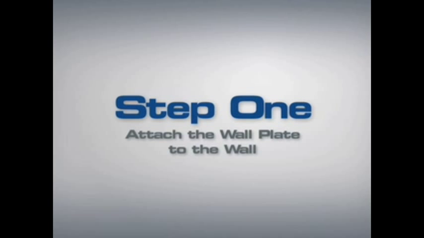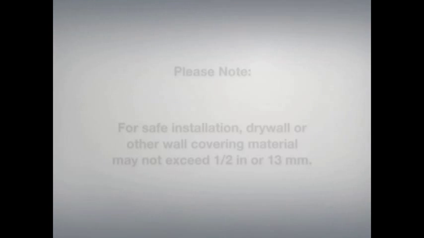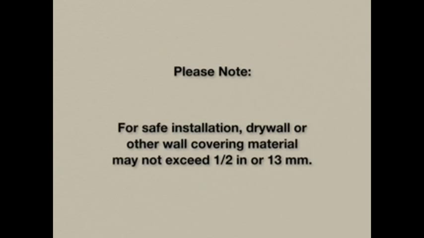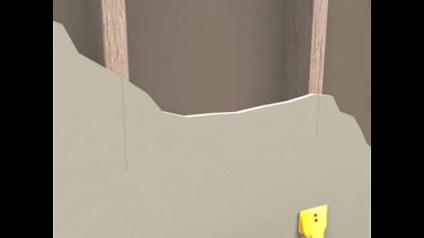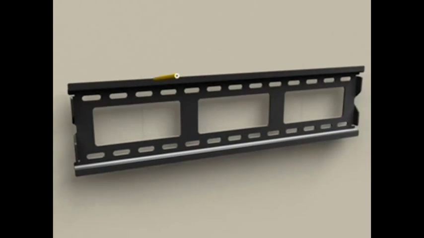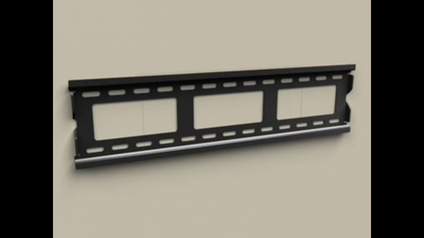Step 1. Attach the wall plate to the wall. Step 1-1. Wood stud mounting. Please note, for safe installation, any drywall or other wall covering material may not exceed 1/2 inch or 13mm in thickness. Use a stud sensor to locate and mark a stud. It's a good idea to verify the stud location with an awl or thin nail. Taking into consideration the overall size of your TV, use a level and hold the wall plate against the wall to mark 4 hole locations on the stud, 2 in the top row and 2 in the corresponding holes in the bottom row.